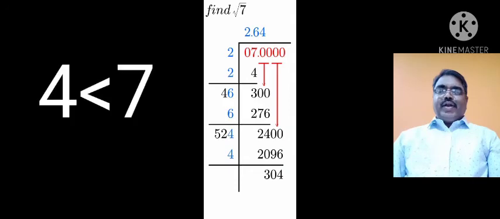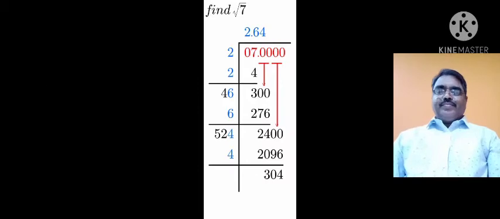Square root of 7. 7 can be taken as 07.0000. 2 2s are 4 you get here. Anyway, the perfect square number before 7 is 4 only. On subtraction you get 3. By bringing down 2 zeros here, you get 300 as the new dividend. Here in the divisor, you get 4 by adding 2 plus 2.